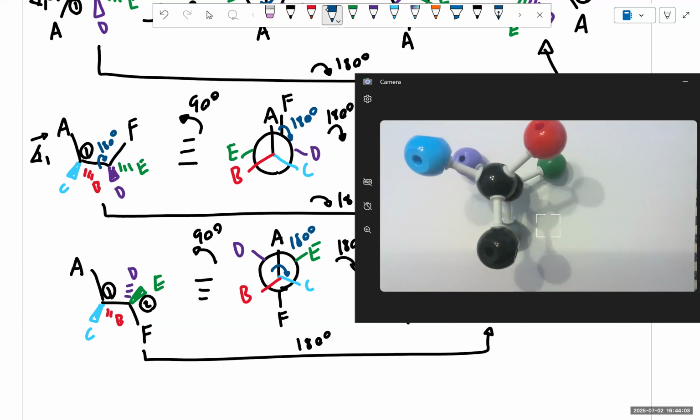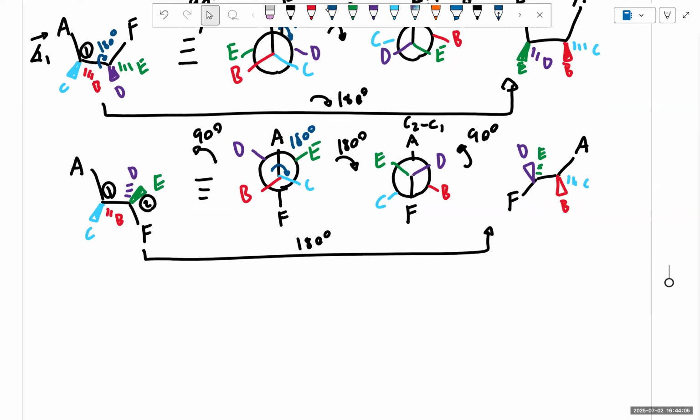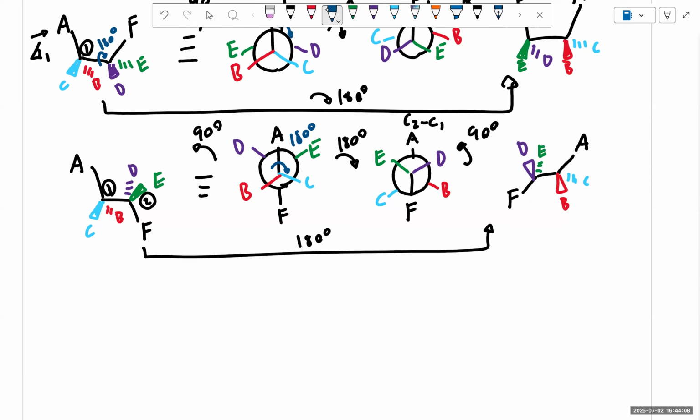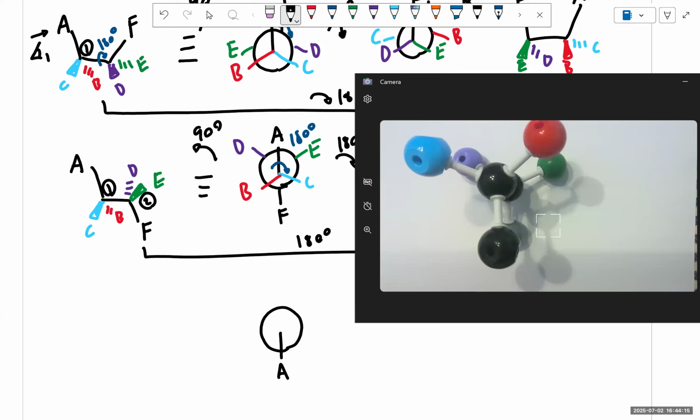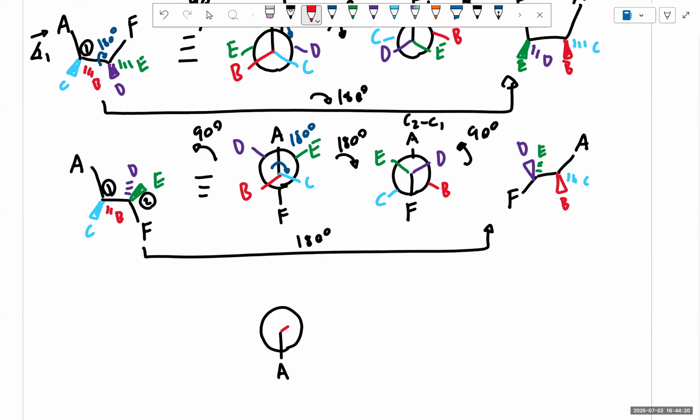Okay, so let's now draw what we see. In this case, we have atom A pointing down on our front carbon, atom B is going up and to the right, atom C is going up and to the left. Atoms F, D, and E, you draw them exactly the same. Let's draw that a little bit nicer, because we didn't rotate the back carbon substituents.